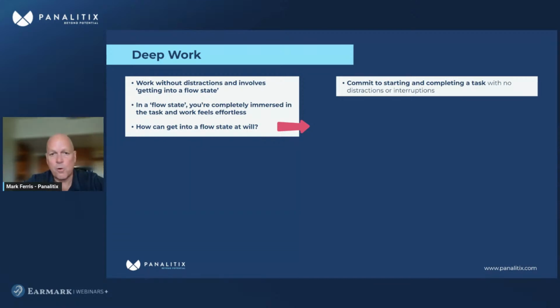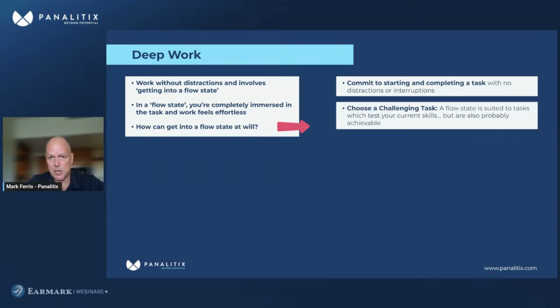And here are some simple ideas. Again, there's a lot more to be said on this topic, but what we first need to do is commit to starting and completing a task within a certain time frame where we will have no distractions or interruptions. And the tasks that are suited to this are relatively challenging tasks. We would use this for that complex tax return we talked about before, or perhaps for writing the newsletter that we need to write. It's somewhat challenging. If it's too simple, our brain will become distracted anyway. If it's too difficult, we might not be able to follow through on this.